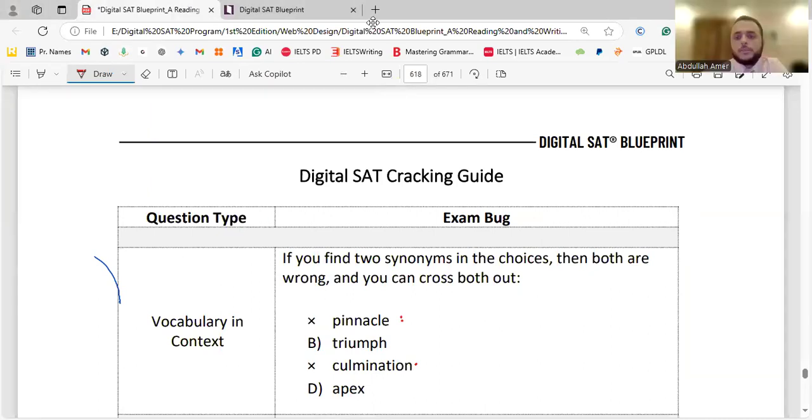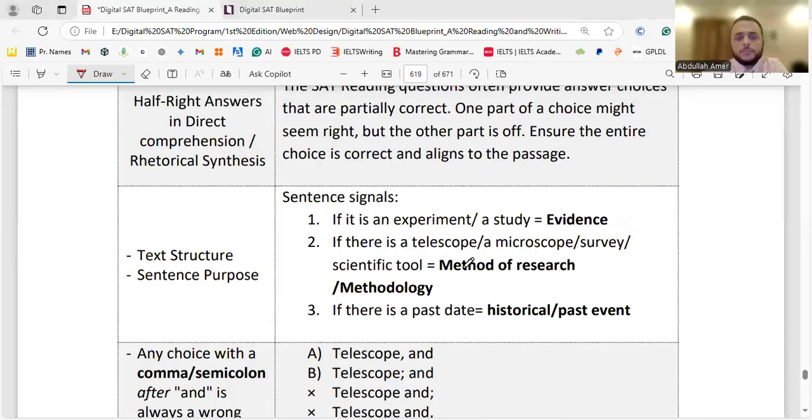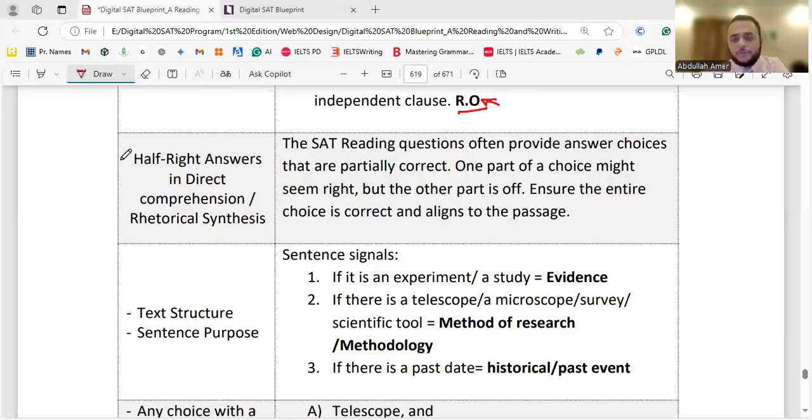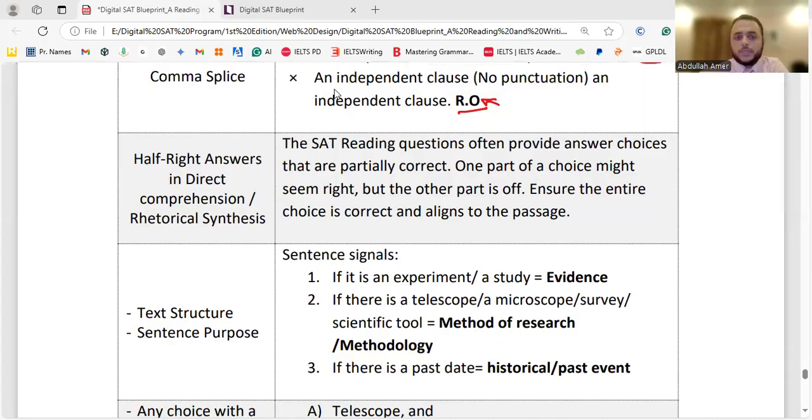Okay, guys, so let's get back. In the reading questions, be aware of half right, half wrong answers in direct comprehension questions. Those are always the bugs. Some of the choices are half wrong, half right, and that's wrong.